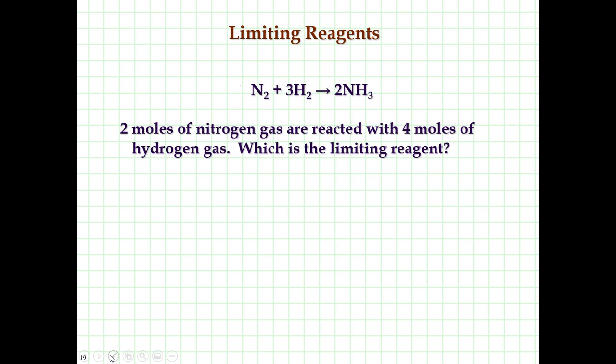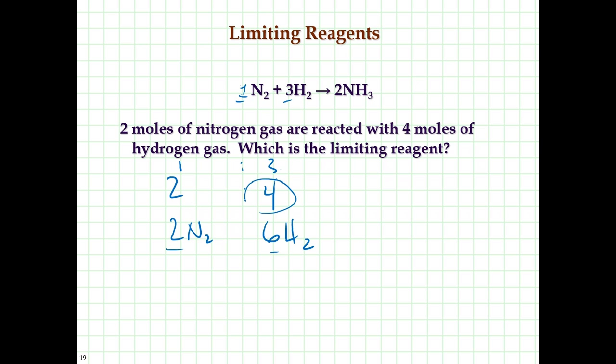So let's look at a question. I'm going to go through it. Feel free to pause the video, work it out on your own, and then come back and check. So 2 moles of nitrogen gas, 4 moles of hydrogen. So I have a 1 to 3 ratio, and I've got 2 to 4. If I scale up my 1 to 3, 2 to 6, I need 2 nitrogens and 6 hydrogens to be just right.